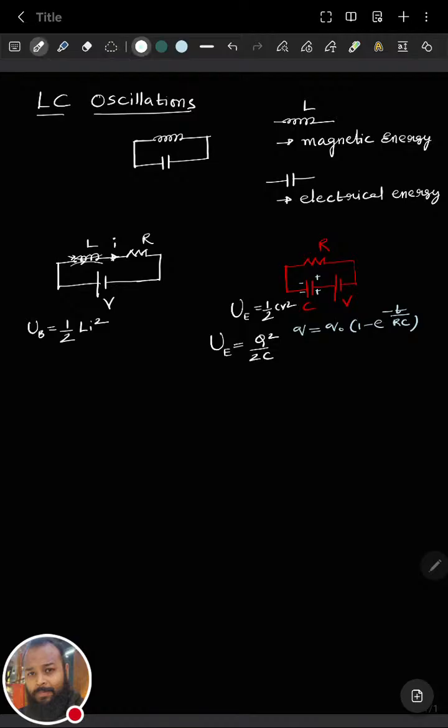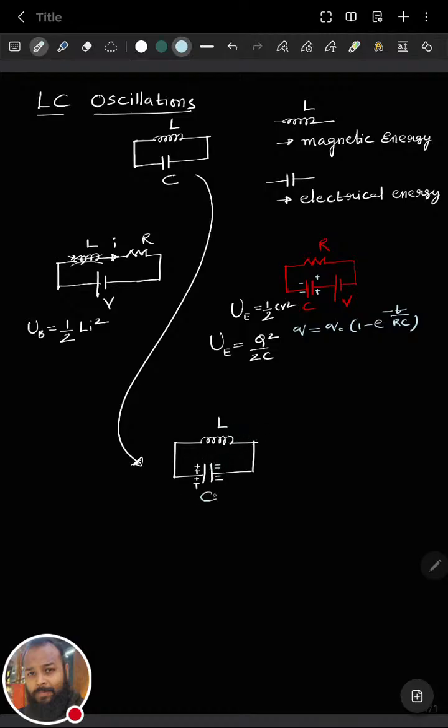Now, take the situation where there is a capacitor and an inductor. We know that an inductor stores magnetic energy whenever current passes through it. So I connect it to a capacitor like this, and I charge the capacitor, so the capacitor is fully charged. When a fully charged capacitor is connected to an inductor L, and this is C, and let's say there is a switch here, and I close the switch.